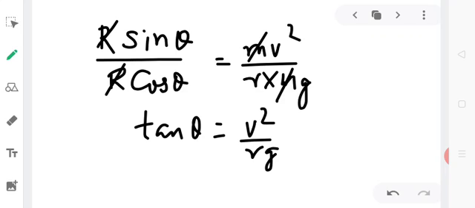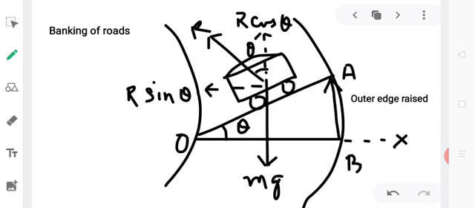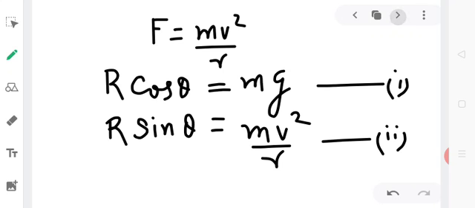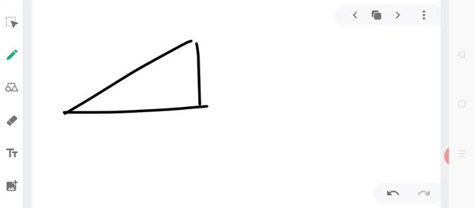So if h is the height AB, you can refer to this picture. If h is the height AB of the outer edge of the road above the inner edge, and OA, that is the breadth of the road, is given by small b, OA is given by small b, AB is the height given by h, then we can further draw a simplified diagram for this. This is B, this is A, this is O, this is theta, this is b and h.